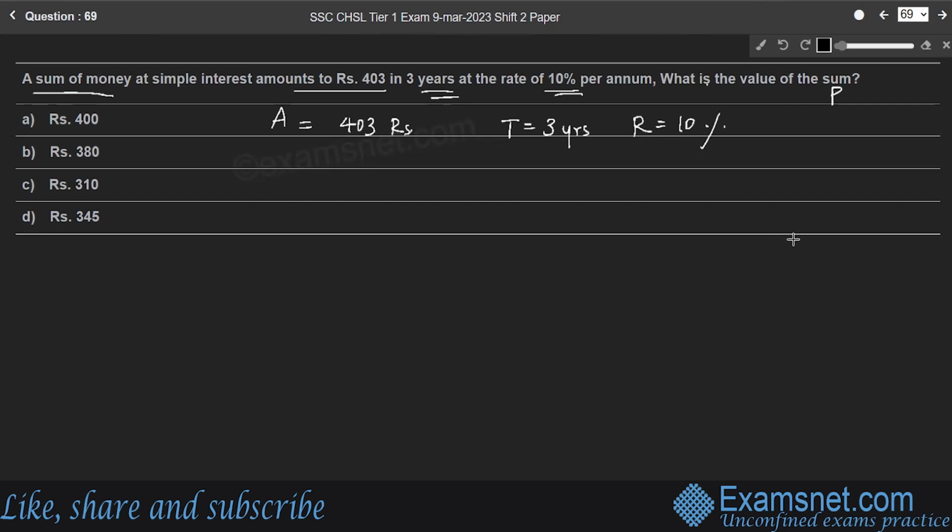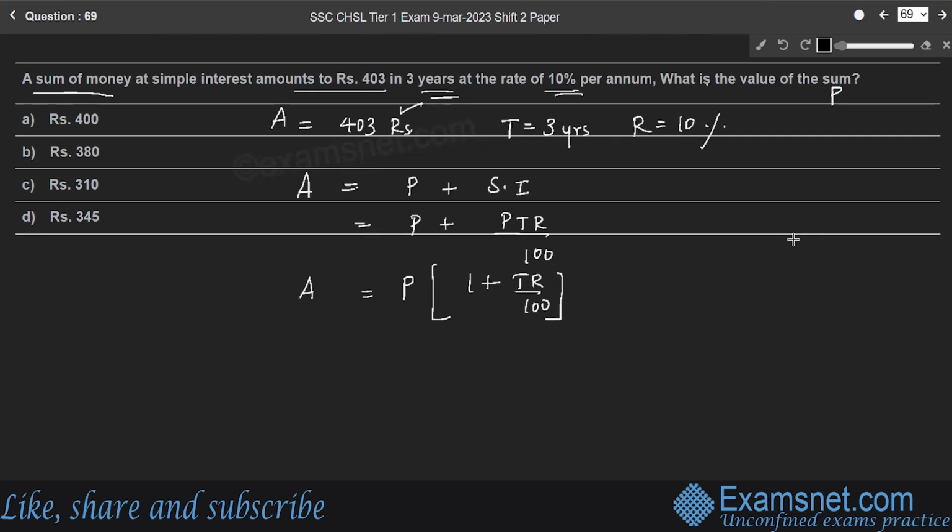For that we are using the formula for amount. Amount is always sum of principal and simple interest. P plus simple interest, right? Where simple interest formula is PTR by 100. Principal time into rate by 100, right? Therefore, we'll take P as common here. 1 plus TR by 100 gives amount, right?